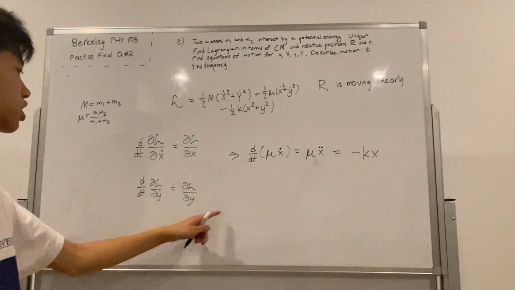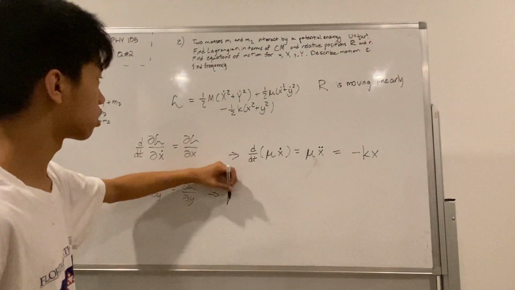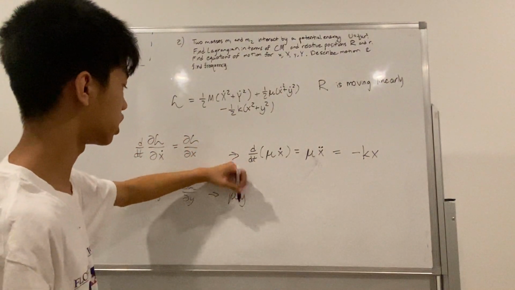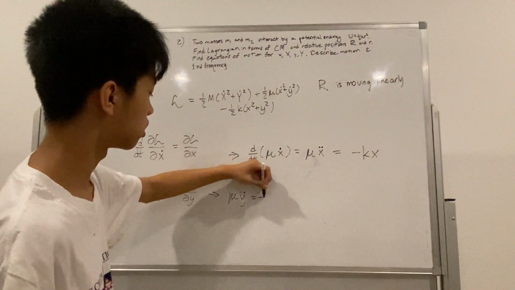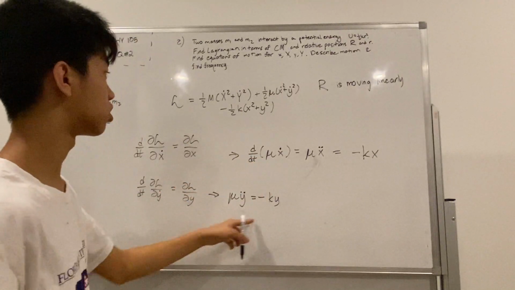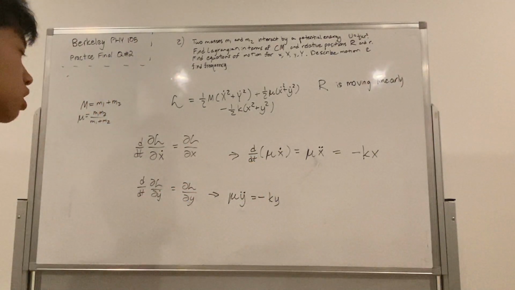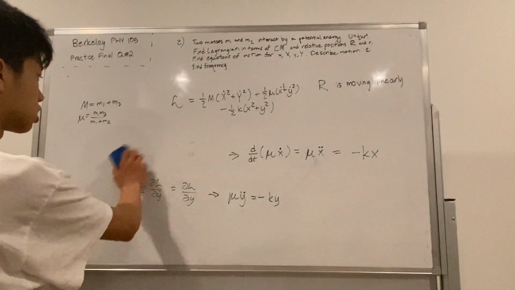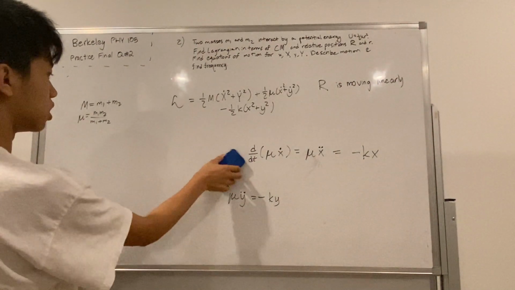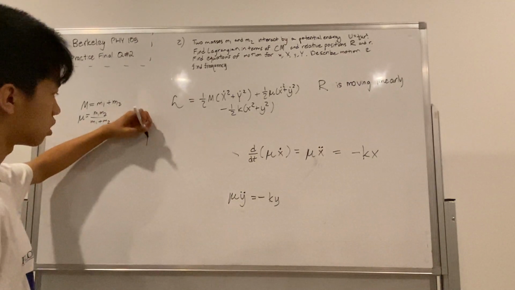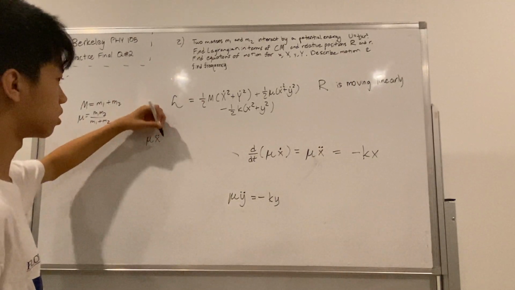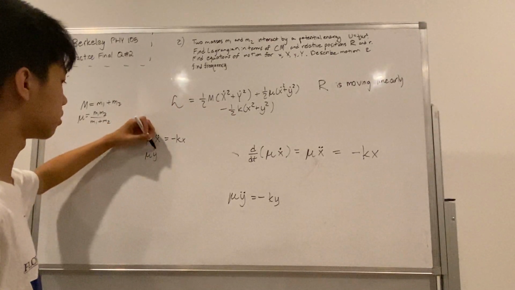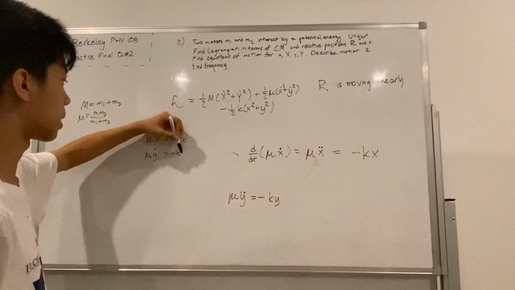And then you'll get the same equation of motion for y because nothing changes really, so you'll just have it in terms of y instead of x because the other variable goes to 0 when you take the partial. So let's get rid of that. We now have two equations of motion. Mu x double prime equals negative kx and mu y double prime equals negative ky.